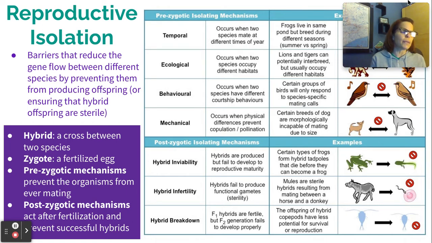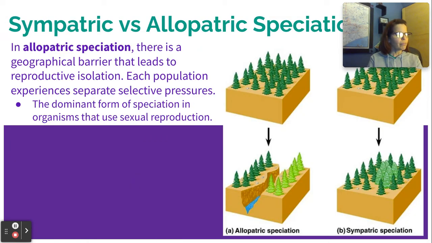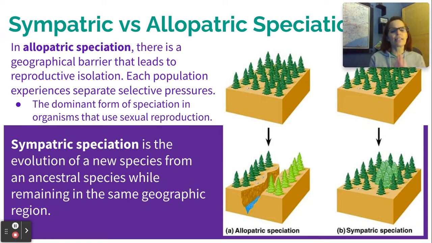Okay, and then the post-zygotic means they are able to have sex and even sometimes produce an offspring, but the offspring are not viable. So either the offspring die or the offspring are infertile. Okay, and then this was the same idea, but it's got a slightly different name. So it's still about reproductive isolation.